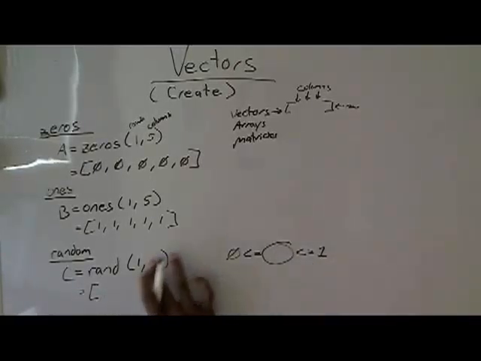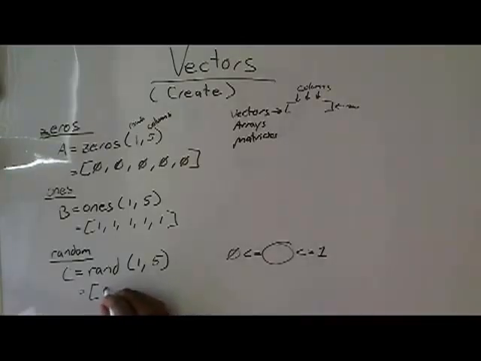So if you did rand(1, 5), you would get a vector of random numbers. In fact, if you typed it into MATLAB, you probably would get these numbers.